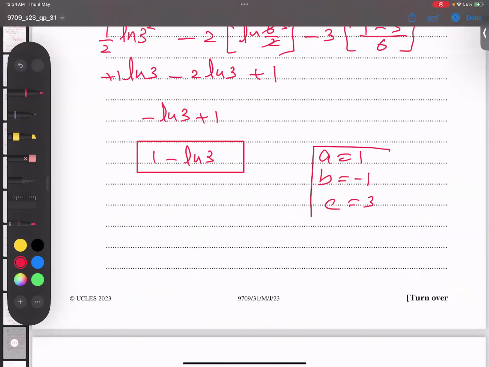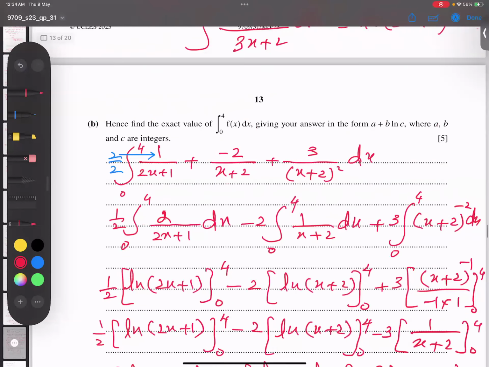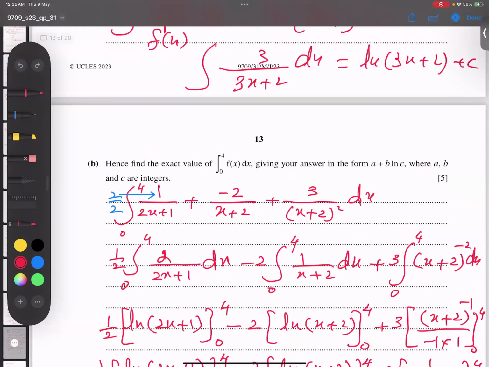Okay, but I think he's not asking. Yeah, he said he's not asking. Sometimes it says here A, B, C to be found. Then you are.